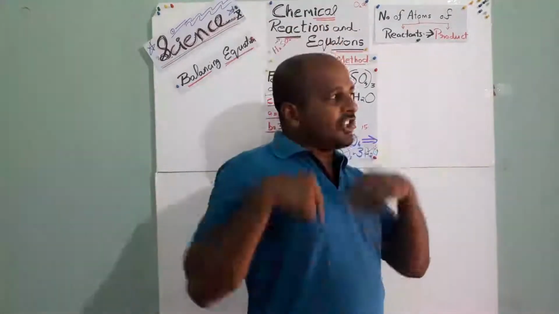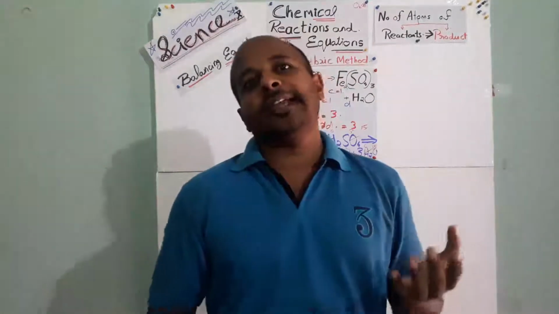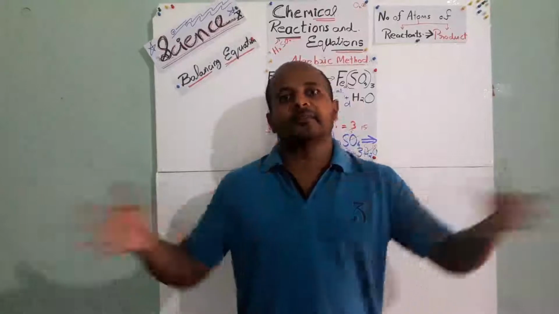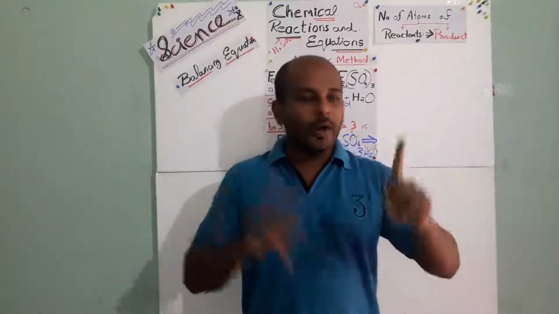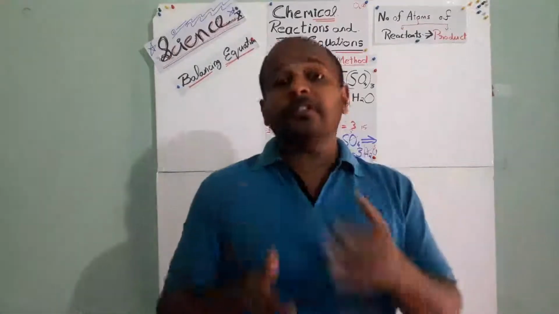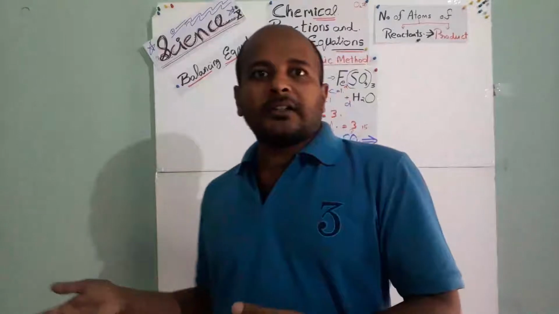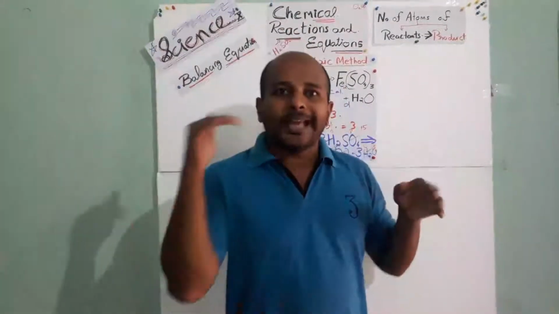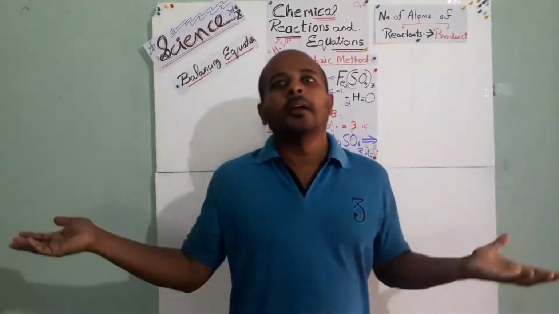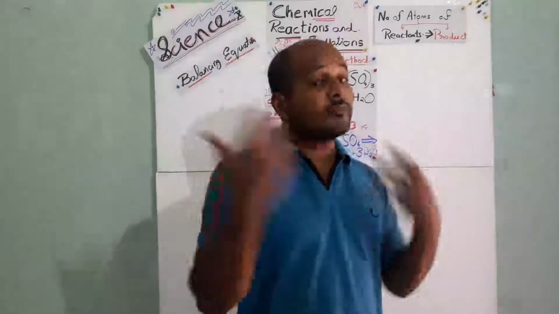The second type of reaction is decomposition reaction. Decomposition is splitting. One compound is splitting into 2 different elements. For example, electrolysis of water, H2O. When we add electricity, it becomes hydrogen and oxygen. Understand? That is a decomposition reaction.